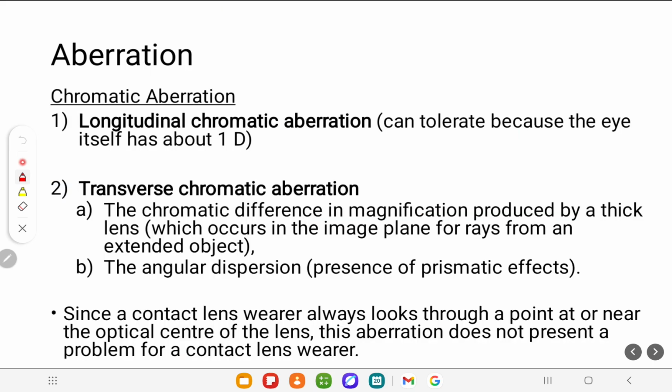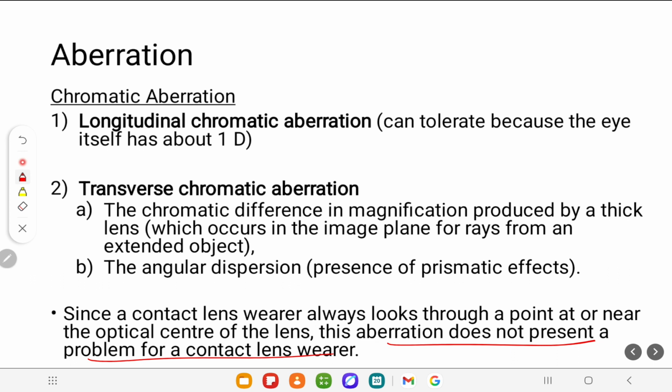Aberration is a very simple thing. A contact lens wearer always looks through the point, not from the periphery. So the prismatic effect is definitely not there. Near the optical center, if someone is looking through the optical center, many of the off-axis aberrations go, isn't it? So aberration does not present a problem for the contact lens wearer. It's not like spectacle aberration.